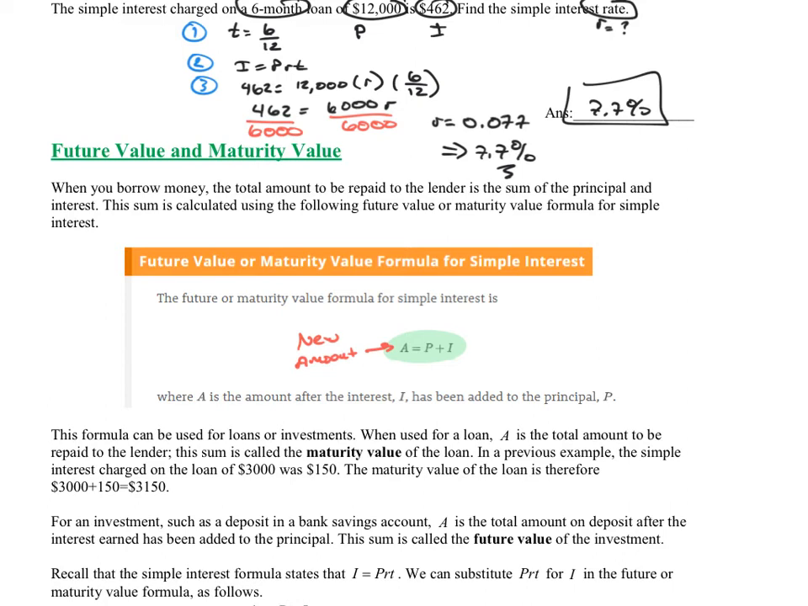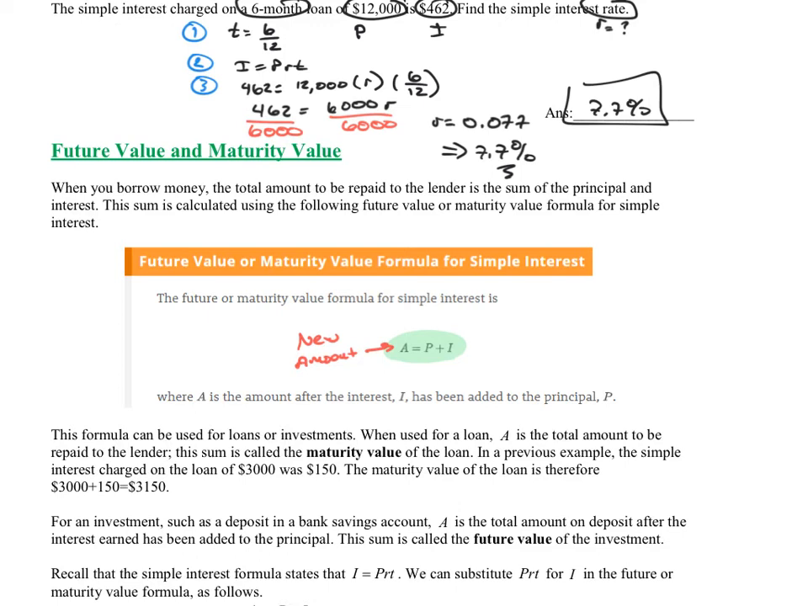Okay, notice A, if it's an investment, should always be higher than P. The new amount should be the original amount with interest added on. So A should always be higher than P. A is the bigger one. Okay. So it says this formula can be used for loans or investments.